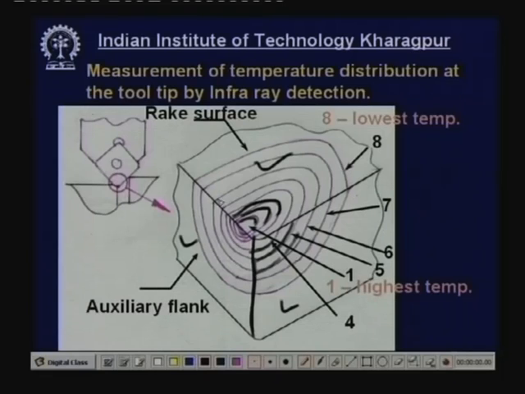For example, say the maximum temperature will be here in this region on the rake surface near the tip. This is where the temperature is highest, and at the outer periphery the temperature is the lowest. So the temperature will vary, and these are the isotherms. The entire spectrum of the temperature can be easily and effectively determined and displayed by this infrared technique with the help of a computer.